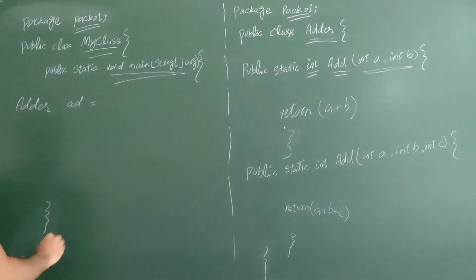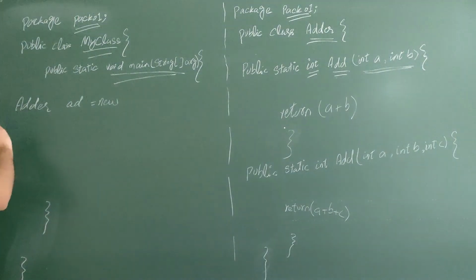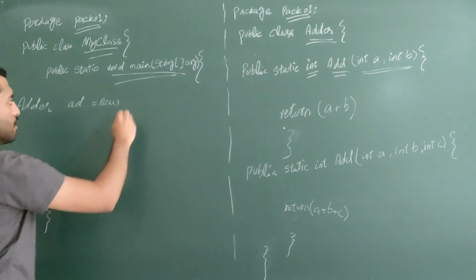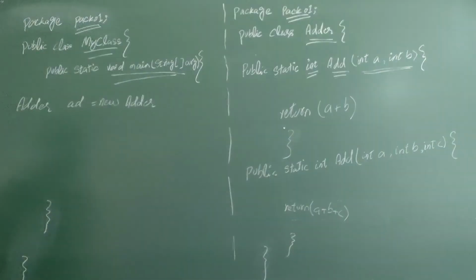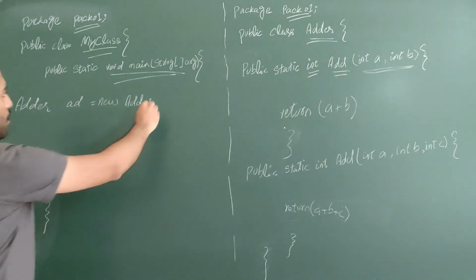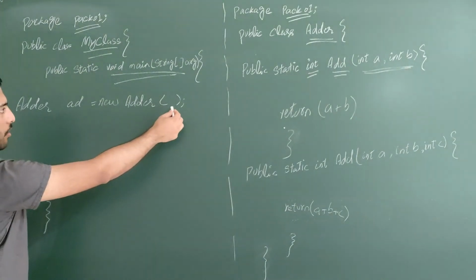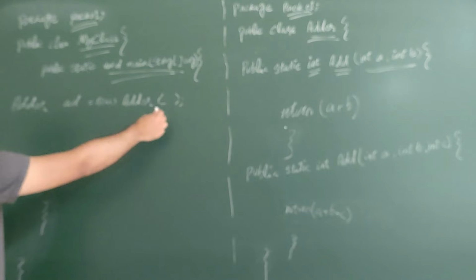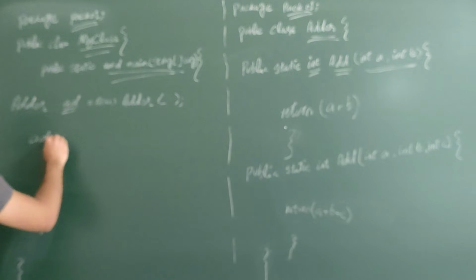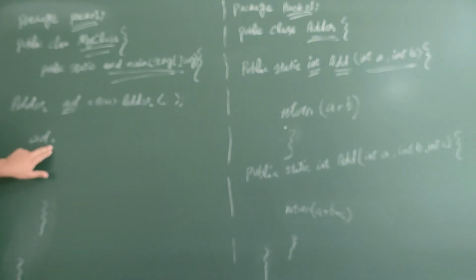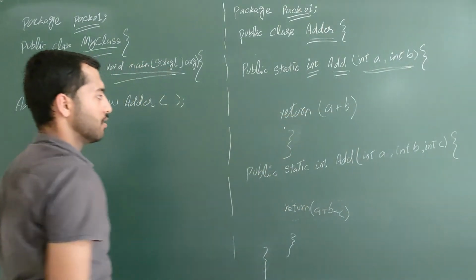After that equal, you have to write a keyword that is new. And after that you will again write the name of your class, that is Adder. And now you have to pass these 2 symbols, the parentheses. Because there is no constructor, you don't need to pass any value. With this name we can call, so we can write here AD dot. When you press this dot, it will show these 2 methods.